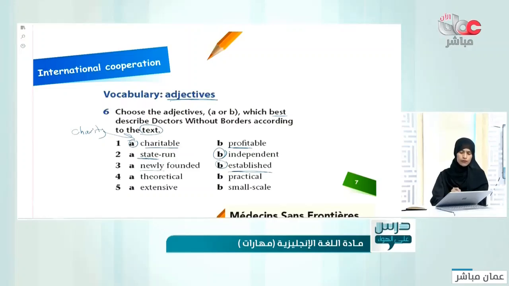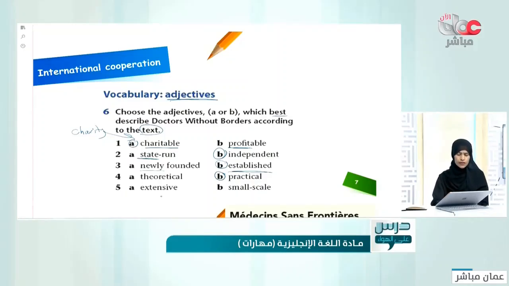Then we come to the fourth one. You have two options which I could say are opposites. Is it a theoretical or a practical organization? When I say theoretical, there isn't any kind of tactile work, so they don't do work by hand, but practical is the opposite. And Doctors Without Borders is actually a practical organization.